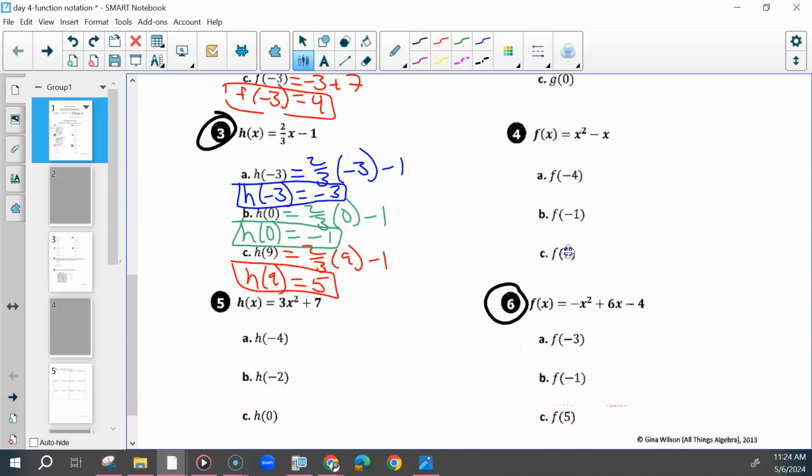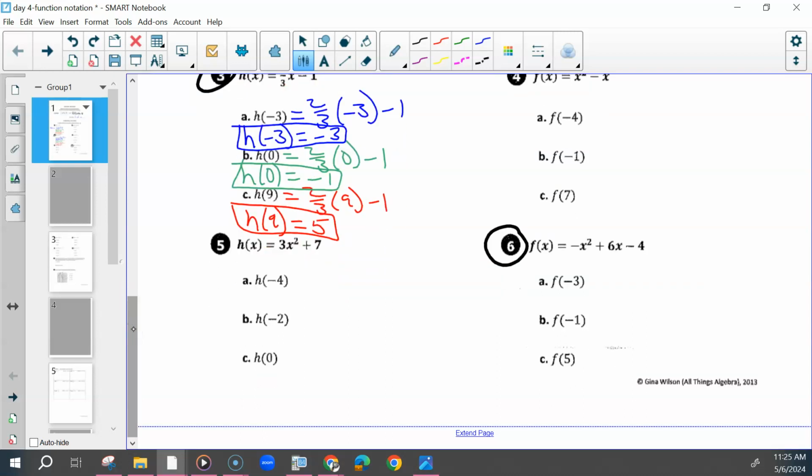Do the same thing for 6. You can do it by hand, in Desmos, or in the calculator. I'm just going to set each one up again.